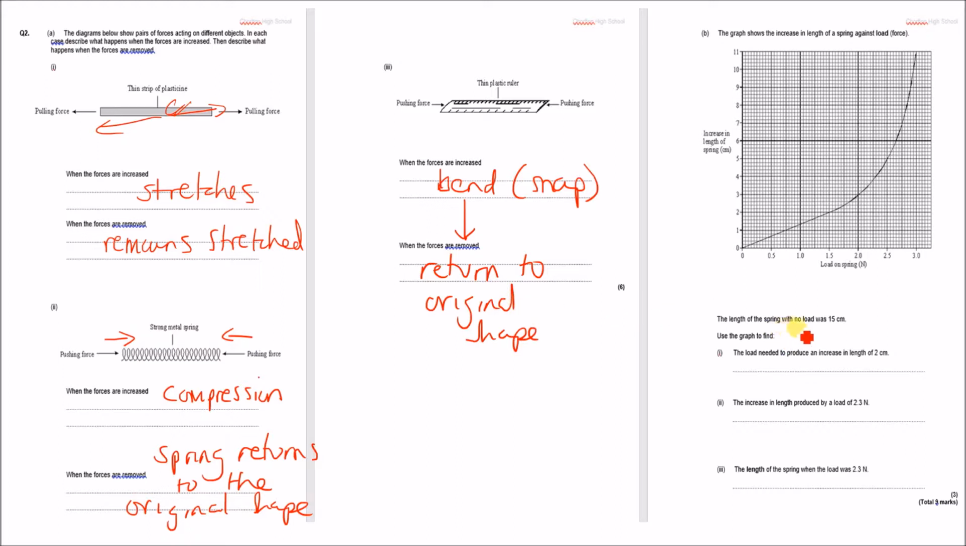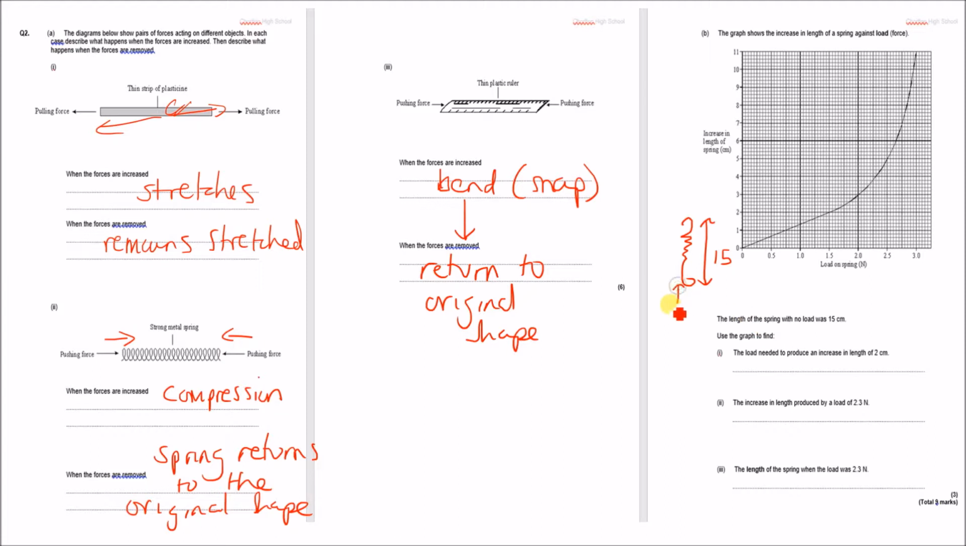Okay, the length of the spring with no load was 15 centimeters. So here we're just talking about the increase in length. So we've got a spring, and its total length before putting anything on it is 15 centimeters. The load needed to produce an increase in length of 2 centimeters.